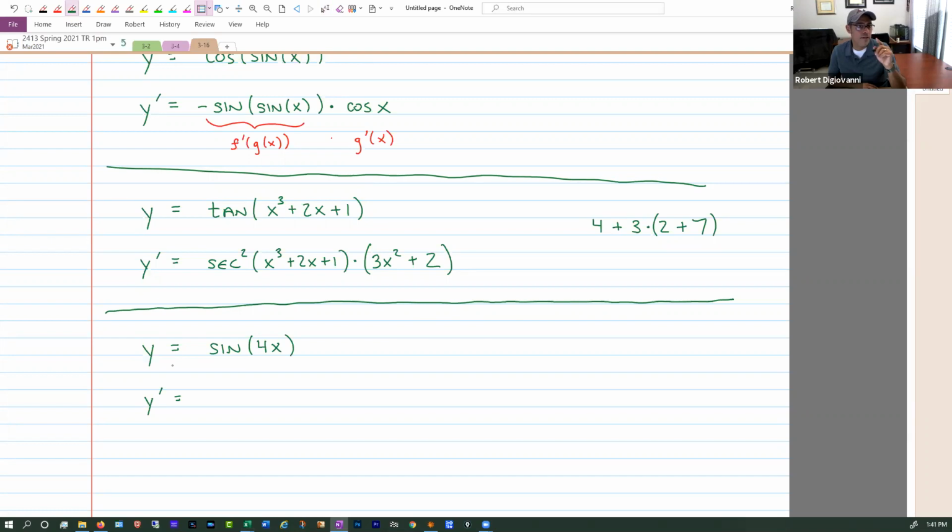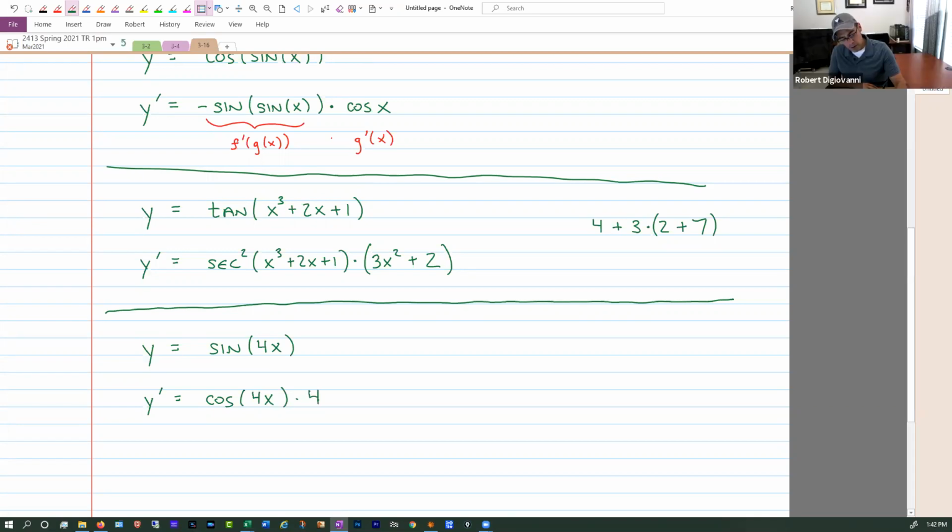Do we have an inner and outer function here? Yes. What's the outer function? Outer and inner is the 4x. Okay, so start with the outer. What's the derivative of the outer function? It would be cosine. What goes inside of it? The 4x. Okay, and then times? Times the derivative of the inner, so it would be just 4.